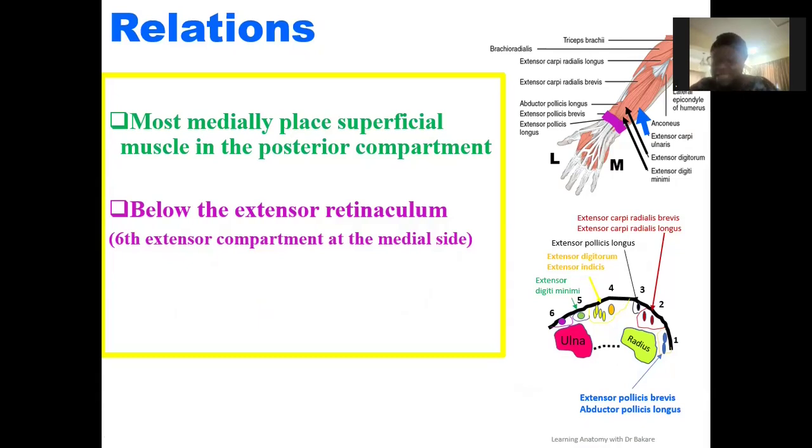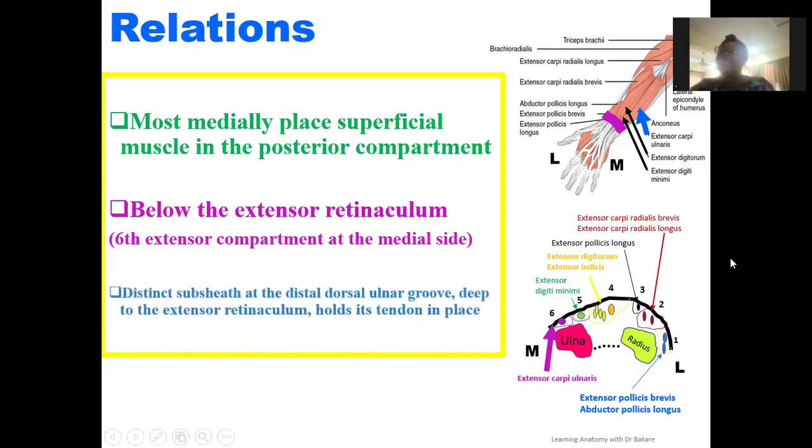If you try to put this arrangement in its correct anatomical position, this is the medial side, and this other side is the lateral side. So you see that specifically it is in the 6th compartment that is narrowed there at this point that we have the tendon of the extensor carpi ulnaris. And this is what is carved out here at this point.